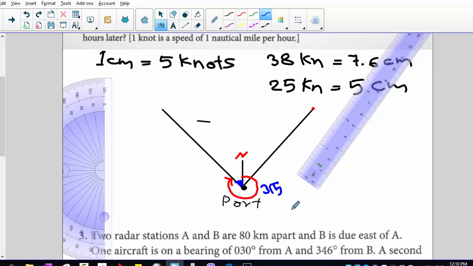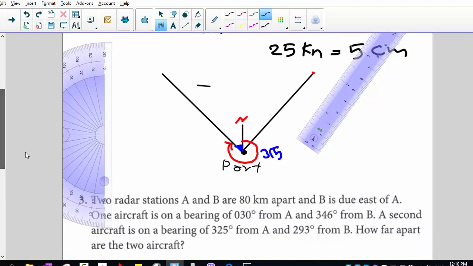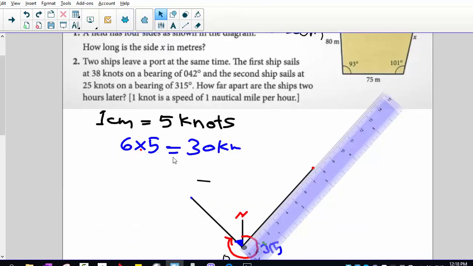Now this line should be 5 centimeters. As you see in the question, the second ship is moving 25 knots on a bearing of 315. So this line must be 5 centimeters. Here we go. The second ship is right here.